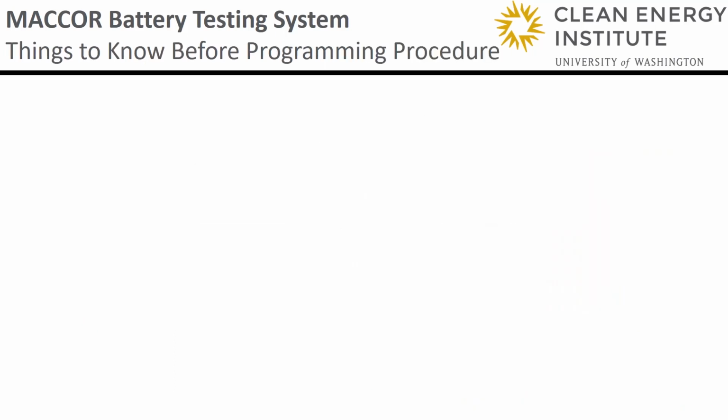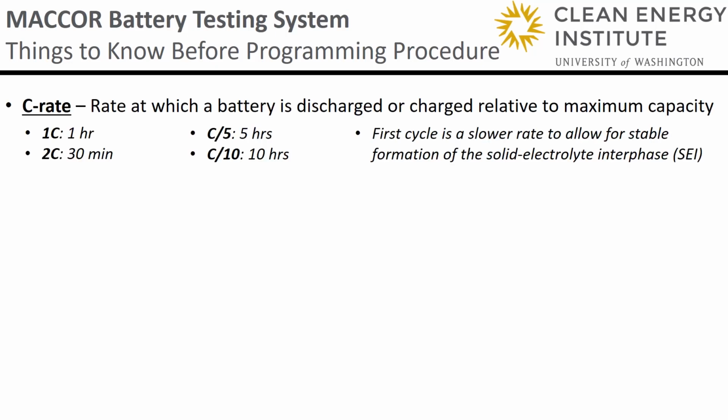Before we program our procedure into the MACCOR, there are three things that we will need to know ahead of time. First, we'll need to determine what C rate we would like to test our Coincell at. The C rate is defined as the rate at which a battery is discharged or charged relative to its maximum capacity. So for instance, a C rate of 1C means that a full charge or discharge cycle occurs over the course of 1 hour.